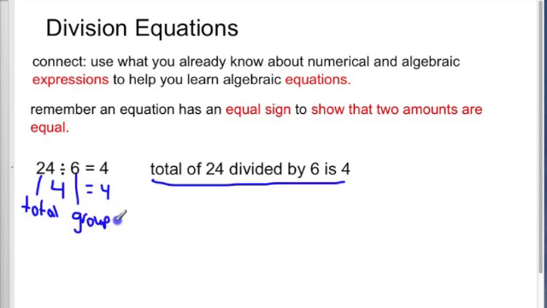And when we're looking at our quotient, the 4 is our quotient, and the quotient lets us know the number in each group. So this is what each part of our division equation lets us know. The divisor, the quotient, and the dividend all have a meaning. The total is our dividend, or the number in all. The divisor lets us know our groups, and the quotient lets us know the number in each group.